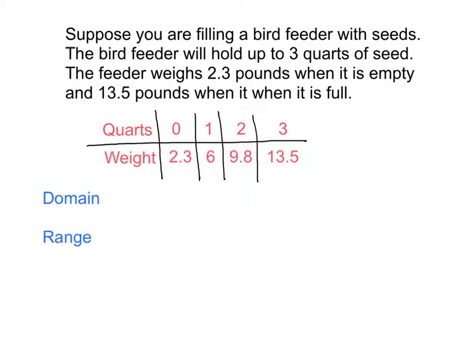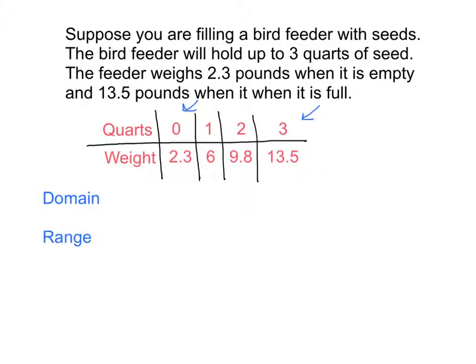Let's take a look at this example. Suppose you are filling a bird feeder with seeds. The bird feeder will hold up to 3 quarts of seed. The feeder weighs 2.3 pounds when it is empty and 13.5 pounds when it is full. So below I've made a table. In quarts I did 0, 1, 2, and 3. And so when it is empty, you know that it is 2.3 pounds, and when it is full, with 3 quarts, it is 13.5 pounds, and then the 2 numbers in between.